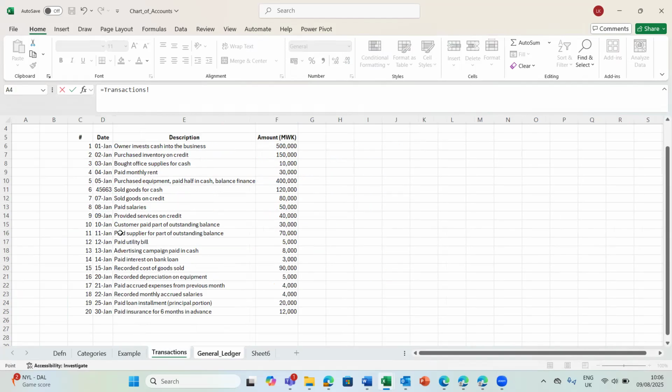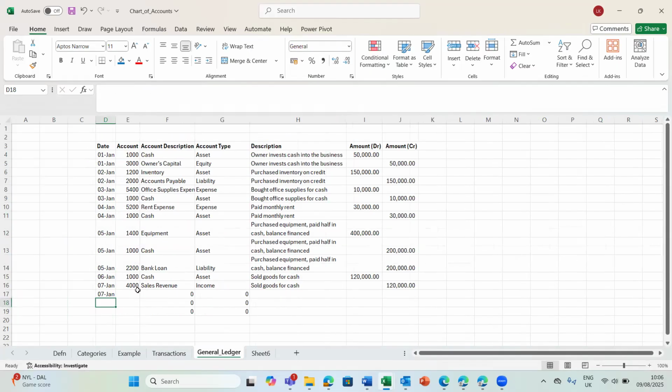So we go to the other transaction, which is on the 7th of January. Okay. Sales revenue. Okay, this one should be on the 6th.